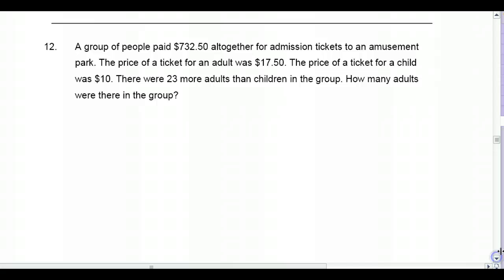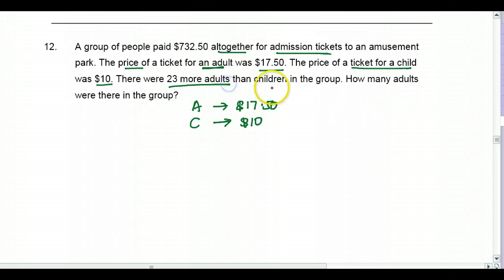Next question, 12. A group of people paid $732.50 altogether for admission tickets to an amusement park. The price of the ticket for an adult was $17.50. Let me write down the price. For adult, price is $17.50. The price of a child, price is $10. There were 23 more adults than children.